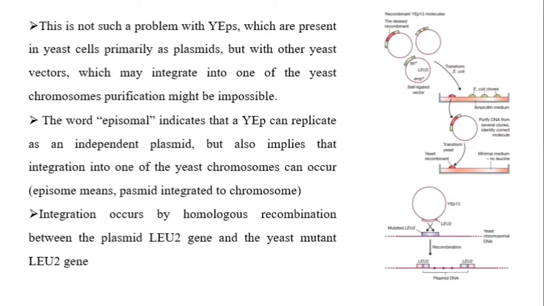We have said that the recovery of recombinant DNA from the host cell is difficult, but in the case of YEPs, the isolation of recombinant DNA from the host cell is not a difficult process, because YEPs exist in a yeast cell as an independent plasmid. In other yeast vectors, the recombinant DNA exists in an integrated form in the host chromosome, but YEP does not integrate into the host chromosome; it exists as an independent plasmid. That's why recovery of recombinant YEP from the host cell is not difficult.